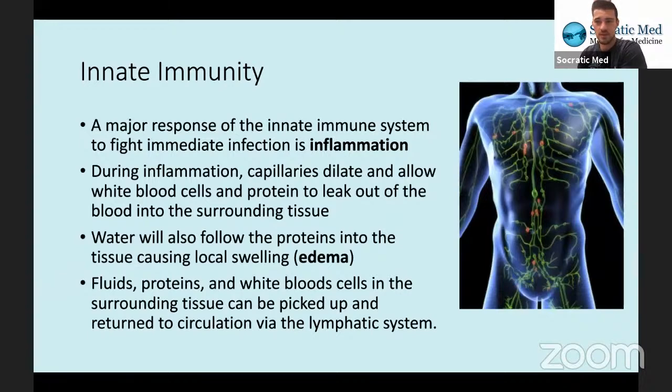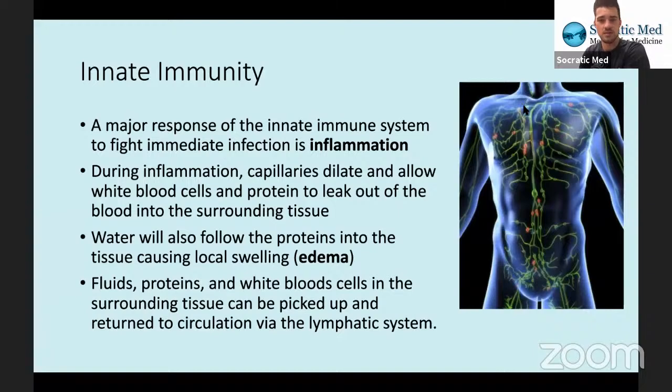So continuing with the innate immunity, I put a picture to the right. It sort of outlines the lymphatic system. You can see all of those lymph nodes, those little bumps. And those are the lymph vessels throughout the body. We're going to talk a little bit about the lymphatic system at the end of the lecture. But for now, we're just going to continue on with innate immunity.